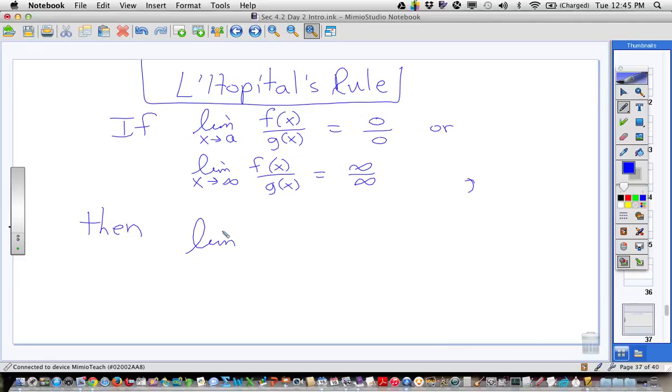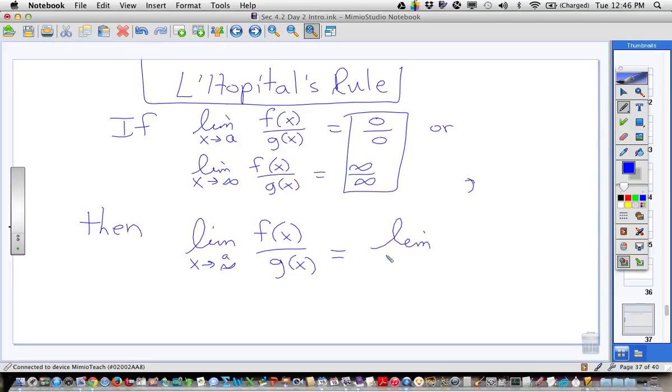So here's what it says. If you have one of these situations, 0 over 0 or infinity over infinity, then we know that the limit as x approaches a or infinity, either one, of f of x over g of x is the same as doing the limit as x approaches a or infinity, either one, of f prime of x over g prime of x.